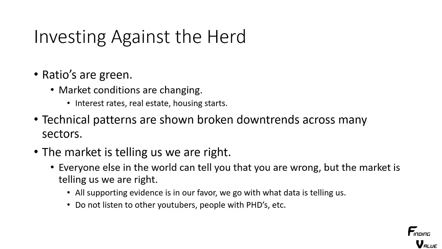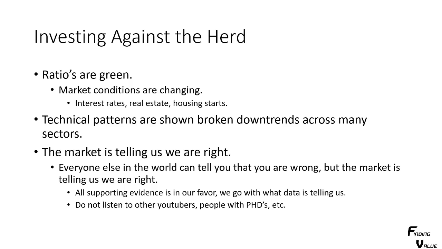So again, we want to invest against the herd. We want to invest when the ratios are green and everything is of good value. And even though the ratios are green, we want to make sure that market conditions are changing into a favorable tailwind for our investments. That's interest rates, real estate, and housing starts. Right now, we've got increasing housing starts into an expansion phase for real estate. We have increasing interest rates, which is basically verifying that we're going into an expansion phase for real estate, and we're going to see an inflationary period.